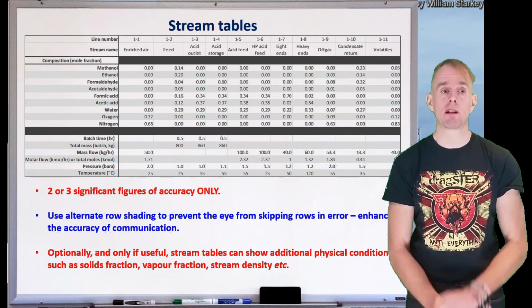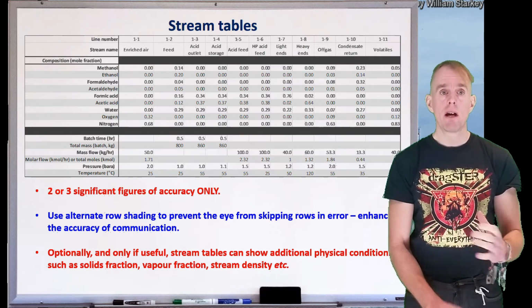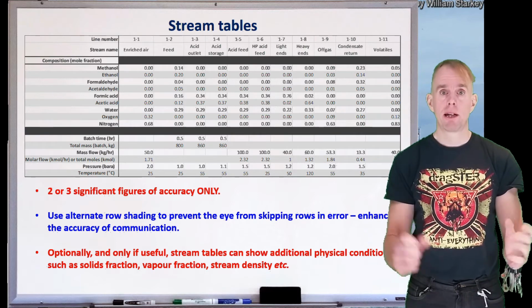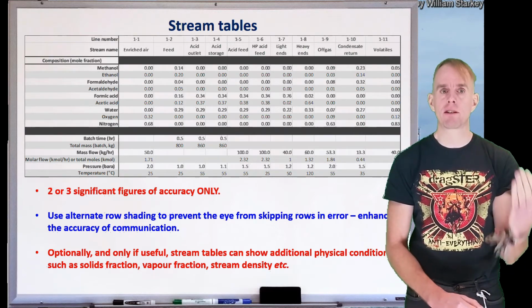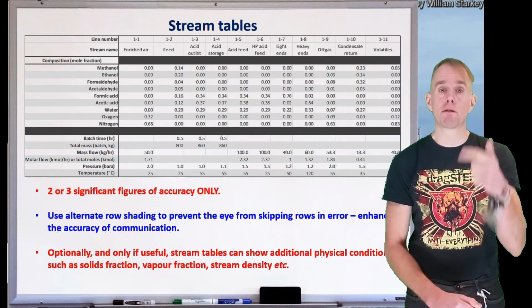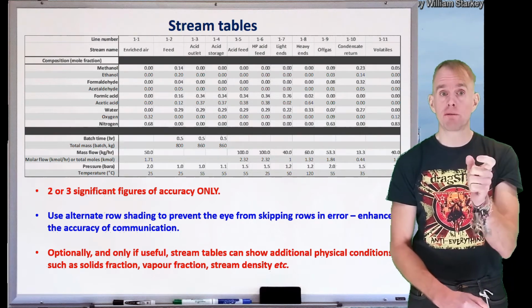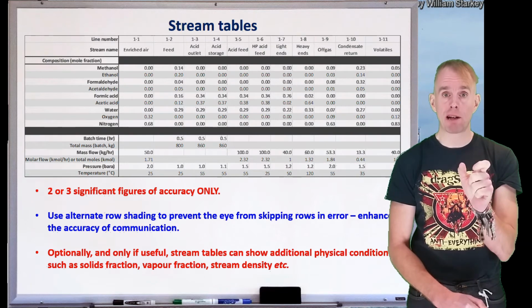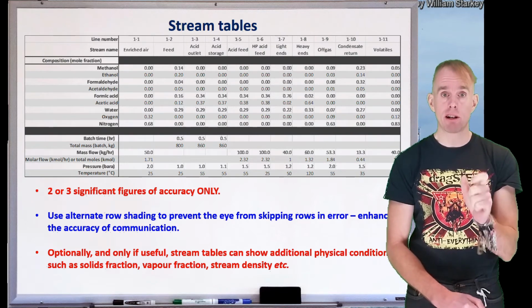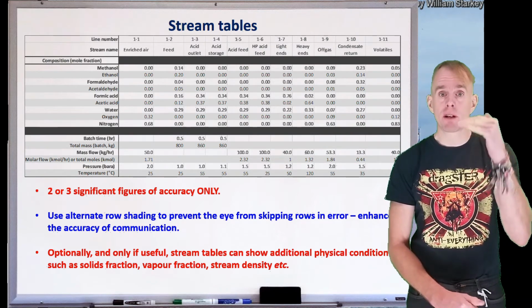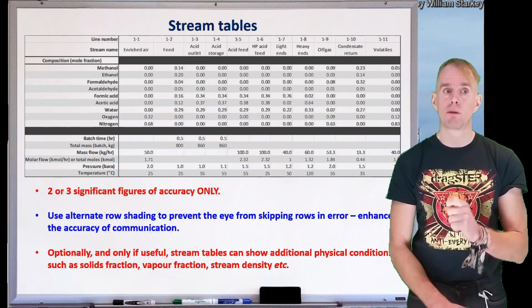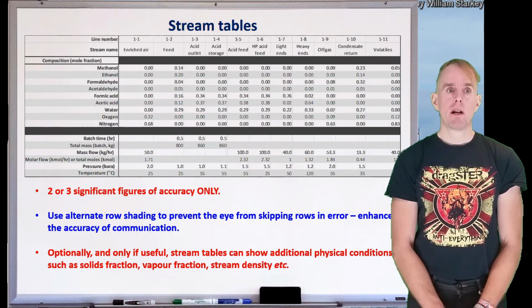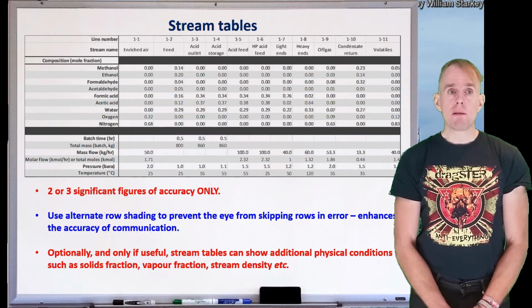No more than 2 to 3 significant figures, please. If you've got a long stream table, it's very easy, especially if all your labels for compositions are on the left-hand side, for your eye to jump a row inadvertently when you're trying to figure out what weight fraction or mass fraction or mole fraction you're actually looking at. So sometimes sequential shading, like I've shown here, can be a very useful visual aid. Okay, so those are stream tables.